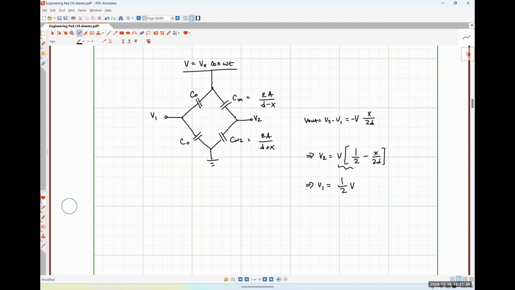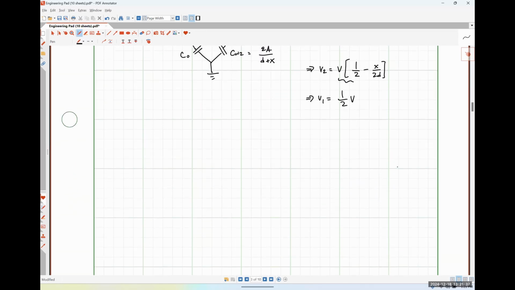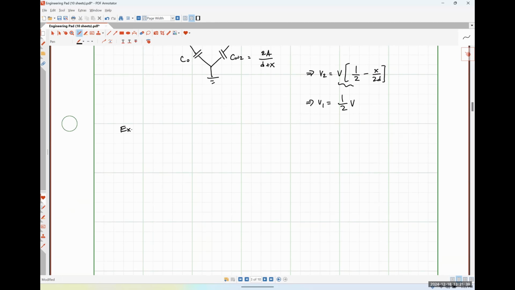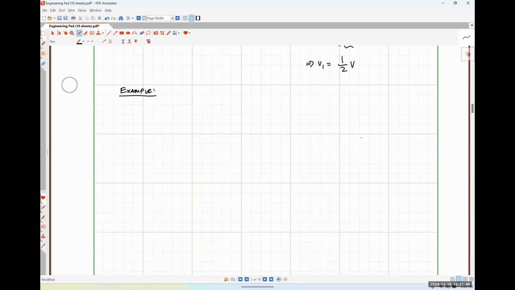Now, that being said, very often we might have to deal with things like parasitic capacitances, right? So let's look at something just really quickly here. And this will be the last thing that we'll talk about for today. So I've got a simple capacitive Wheatstone bridge.